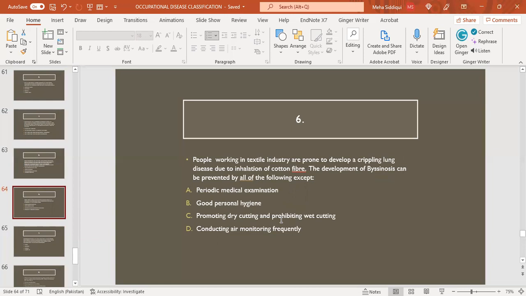Yes, right answer is C, because the best way to prevent the development of byssinosis is promoting wet cutting to prevent the air contaminant.